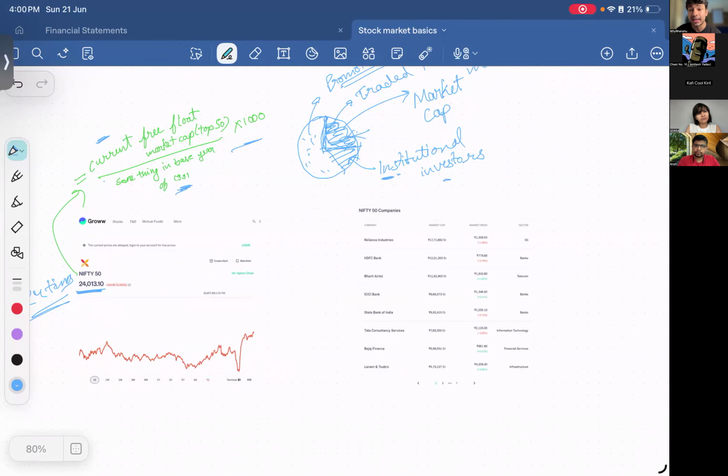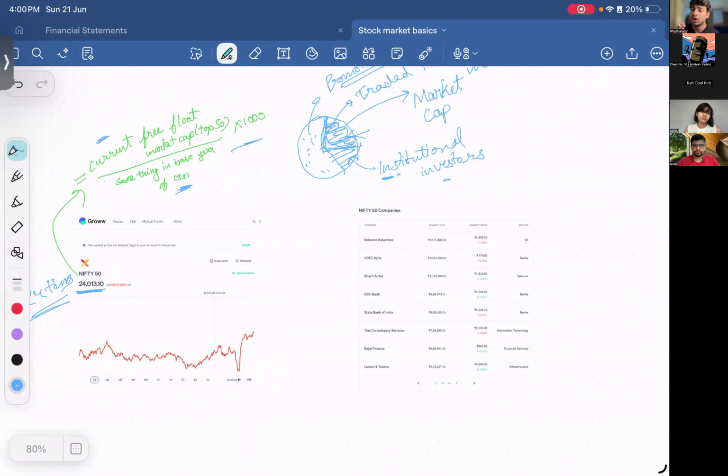You also have Bank Nifty, where you're just looking at top banks. You also have Nifty Next 50, which is, say, not the top 50, but after that, what are the next 50 companies? What is their free float market capitalization compared to that base year multiplied by 1,000? Any index basically uses the same philosophy. You use a filtering mechanism based on market cap, on a sector, on a different thing, etc. But you get some companies and then you compare them with a base year.